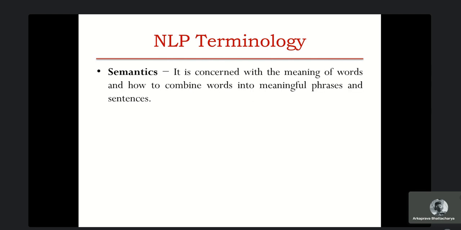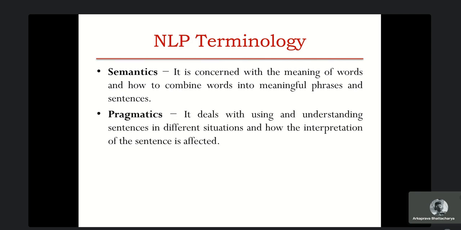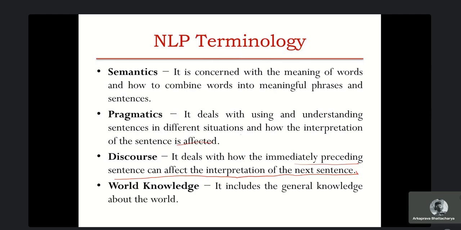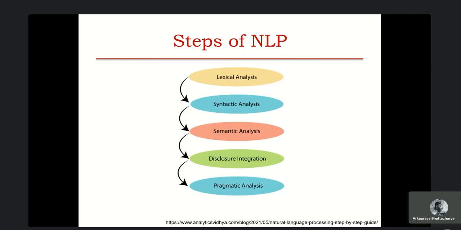Next, you have semantics. The generated sentences should have meaningful phrases. Next, you have pragmatics. It deals with using and understanding the sentences in different situations and how the interpretations of the sentences are affected. Then you have discourse, which deals with how immediately preceding sentences can affect the interpretation of the next sentence. So whenever you are trying to generate sentences, the context in which they are being used should also be taken care of. Next, world knowledge is very important in order to generate the sentences.